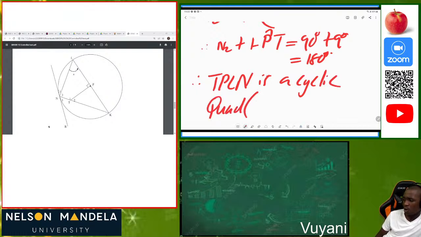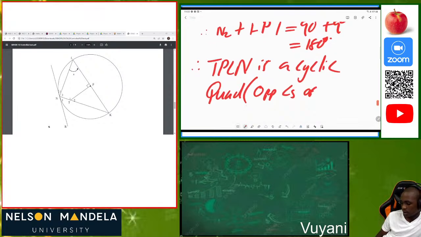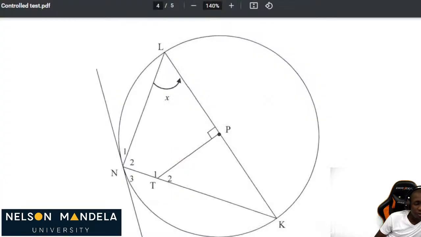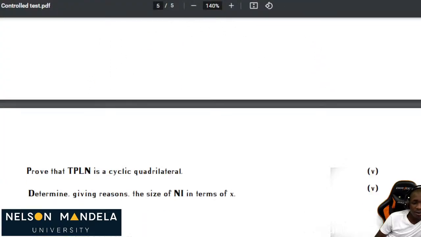Why? Because opposite angles of a quad are supplementary. Okay, so that's how we can prove that one. Okay, 2 more questions to go, guys.